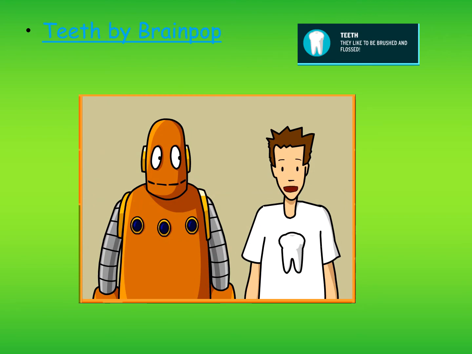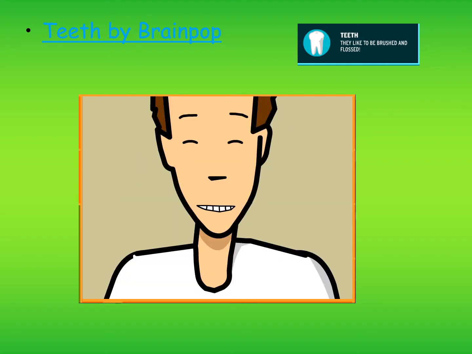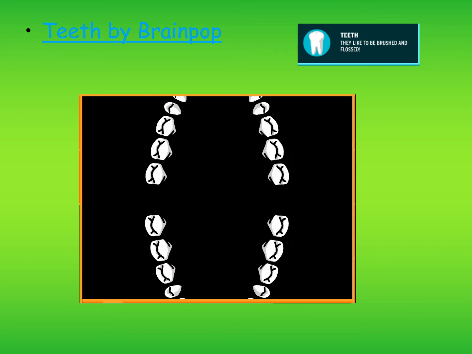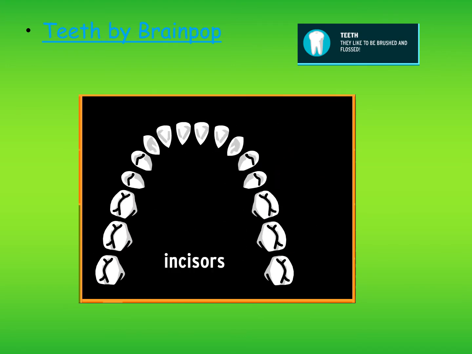Anyway, people have 32 permanent teeth, 16 on the top jaw and 16 on the bottom. Let's take a closer look. The front incisor teeth bite and chop off pieces of food that can fit into your mouth. Your pointed canine teeth beside the incisors are there to help tear the food apart. Your premolars, or bicuspids, are used for crushing and chewing.